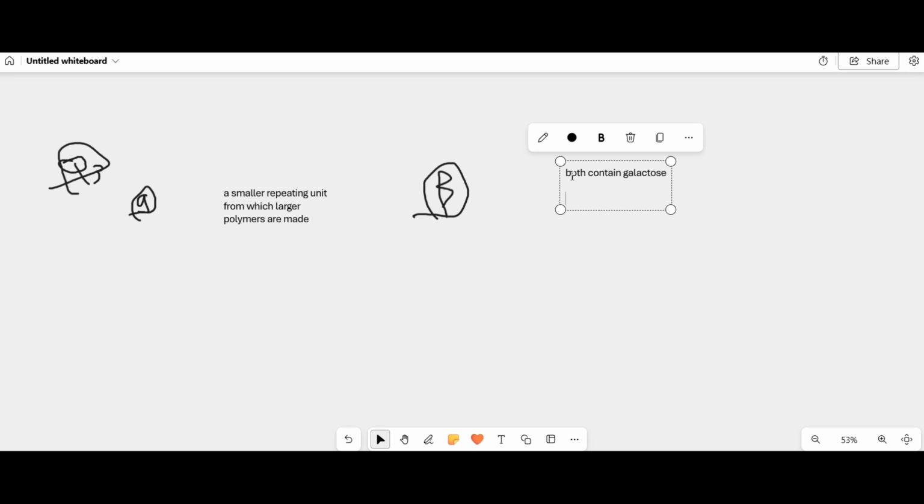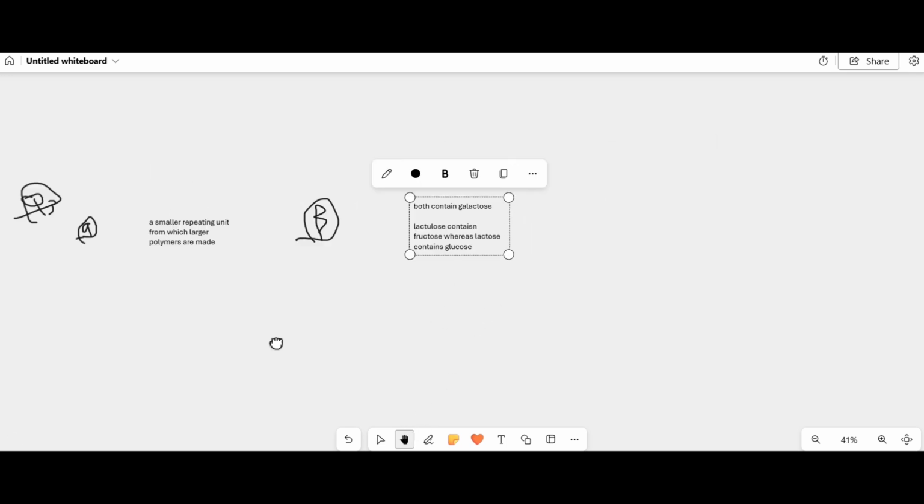So both contain galactose here. And then the difference here is that lactulose contains fructose, whereas lactose contains glucose. So nice, easy.